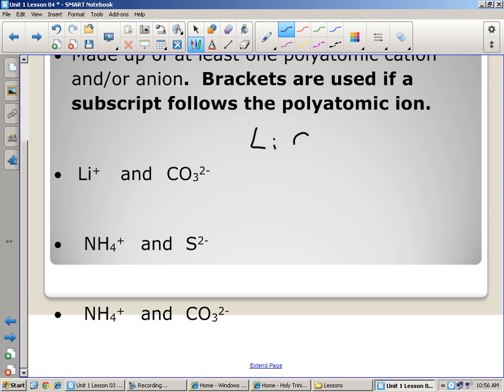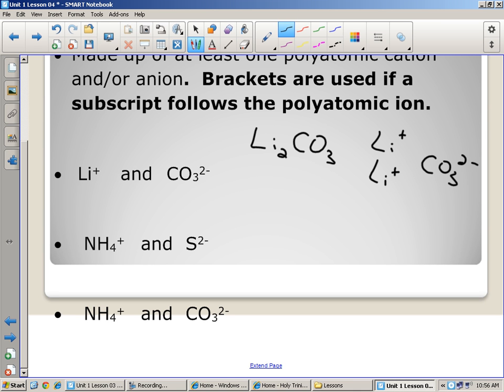Lithium, and we got carbonate here. So lithium carbonate. Lithium's a 1 plus, that's going to come over and down. It's a 1 that's coming around this thing here, so I don't need brackets. The 2 minus is coming over and down, and this is just one atom by itself, so I don't need brackets, I just need to put the 2 there. Okay? Once again, 2 lithiums, right? And one of these go together, yes? Overall charge is 0. Swap and drop, that's where it comes from.